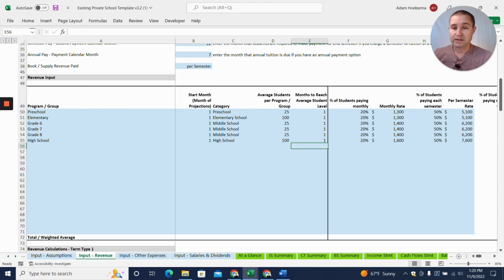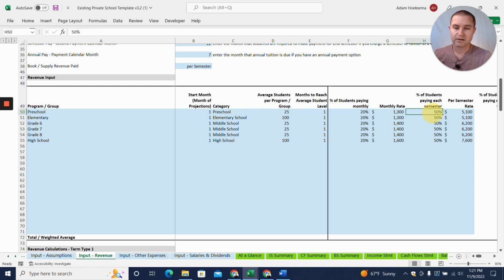All right, now what we need to do is know what percentage of students are paying monthly, by semester, or annually. So we're saying that 20% of all of our students are paying monthly. And if they pay monthly, here's the rate that they have to pay. So $1,300 for the month for the preschool program, $1,600 for high school.